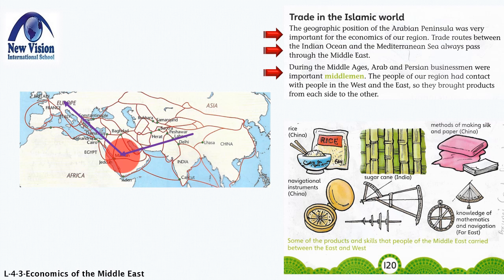Let's have an understanding of some of the products and skills that people of the Middle East carried between the East and West. Rice from China. Navigational instruments from China. Sugar cane from India. Methods of making silk and paper, China. Far East.